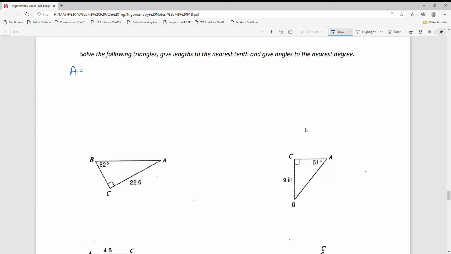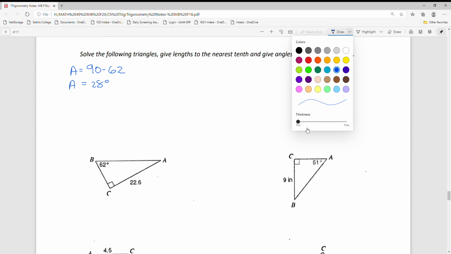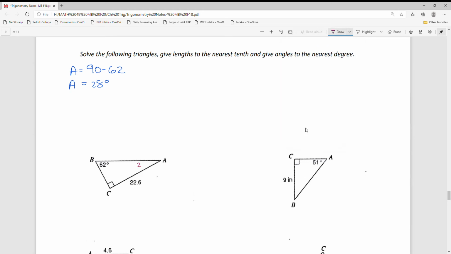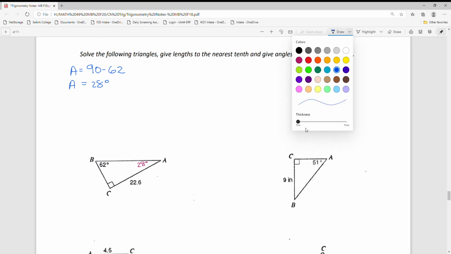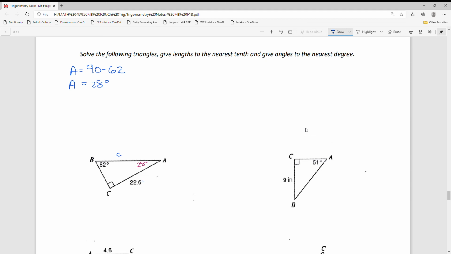A is going to be equal to 90 minus the angle that I know. And so angle A would equal 28 degrees. If you like to put that on your diagram here, just to make sure that you're keeping track of what you've solved for, you can absolutely do that. Oops, I forgot to label my triangle too. That makes it easier to talk about. So this would be side C, this would be side B, and A is over here. So we're looking for side A. We're looking for side C now.